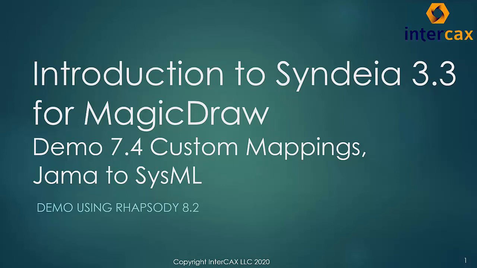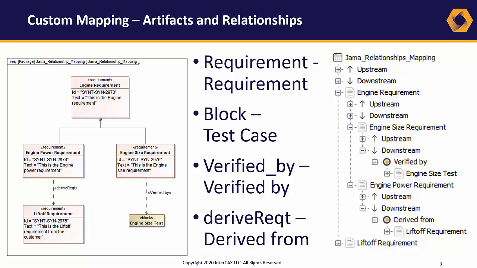In this video, we will look at building and executing a mapping between Jama and Cameo System Modeler. On the left, we see the SysML model in Cameo. Engine requirement has two sub-requirements: engine power requirement, linked by a derive requirement dependency to liftoff requirement, and engine size requirement by a verified by dependency to the engine size test block.